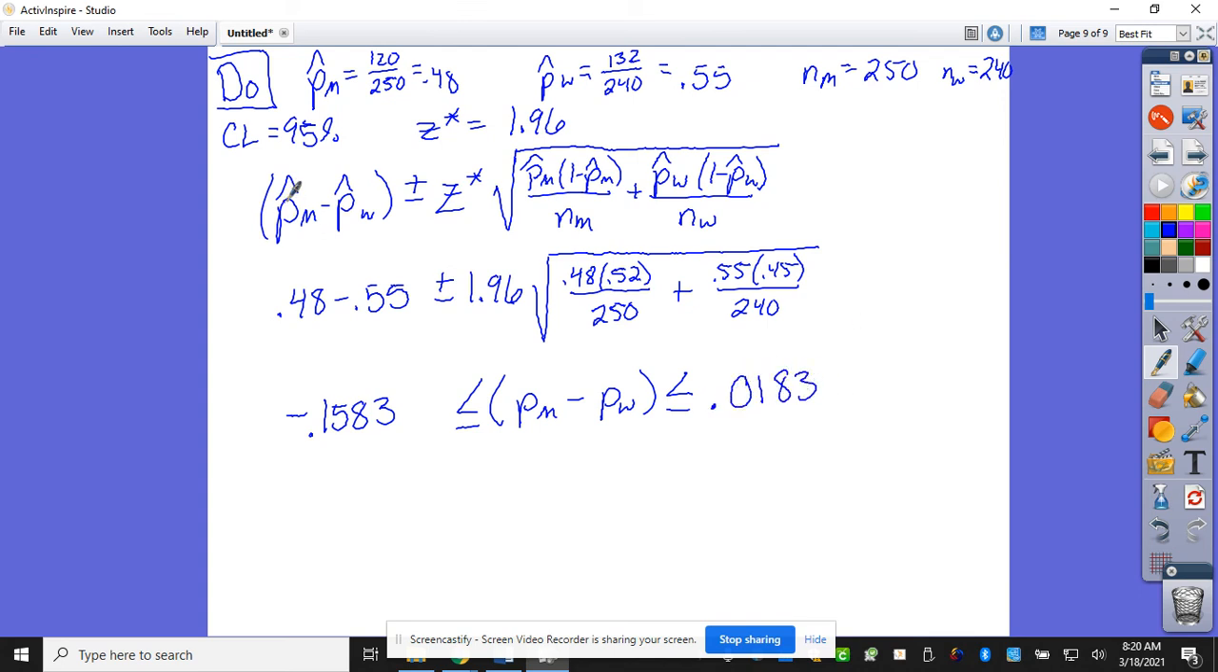0.0183. So if I'm subtracting men, proportion of men minus proportion of women, and I get a negative number, that means our proportion of the second thing is higher, because smaller number minus bigger number gives you negative up until here. So this is saying that the proportion of women is lower by almost 2%. This is saying the proportion of women is higher by almost 16%. So it falls somewhere in between there.